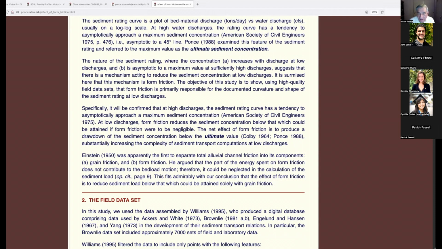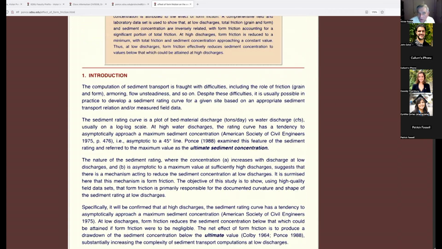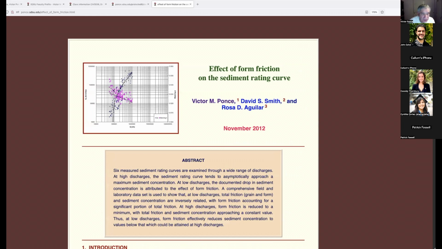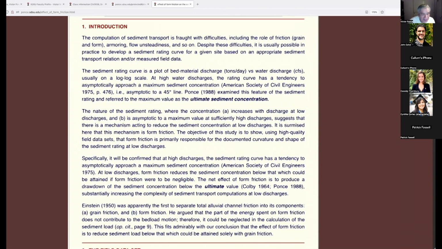The net effect of form friction is to produce a drawdown of the sediment concentration below the ultimate value. So a drawdown over here. It draws down the curve. If it were not for that, this would have to be straight. In other words, if this would be a straight horizontal line, then this would come back in here and raise itself up. That is our theory.